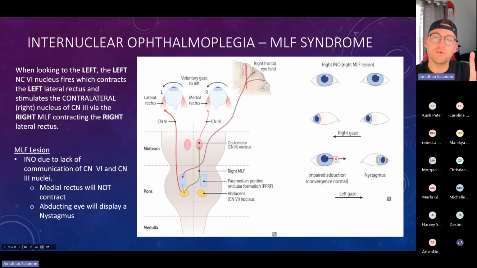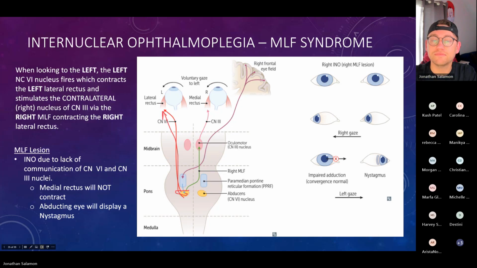So the right motor cortex projects to the left PPRF. And you can just think of that because the PPRF and the abducens nuclei are like literally on top of each other. It's projecting to the left abducens nucleus. You know it's on the left because it abducts the eye, and my brain is telling my eye I want to move to the left. Therefore, it has to be the left abducens, right?